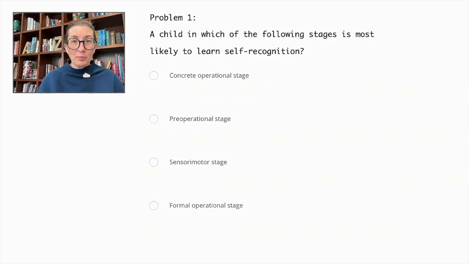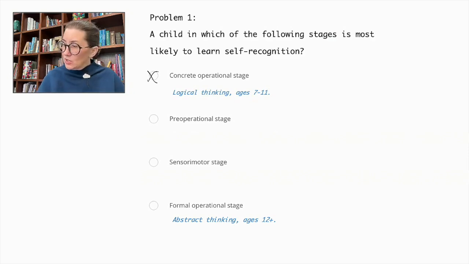The concrete operational stage, ages 7 to 11, involves logical thinking about concrete events, not self-recognition. So let's cross that out. The formal operational stage, which is ages 12 and up, involves abstract thinking beyond the period for self-recognition. So let's cross that out as well. The pre-operational stage, which is ages 2 to 7, involves symbolic thinking and language development, but follows self-recognition. So we can cross that out as well.